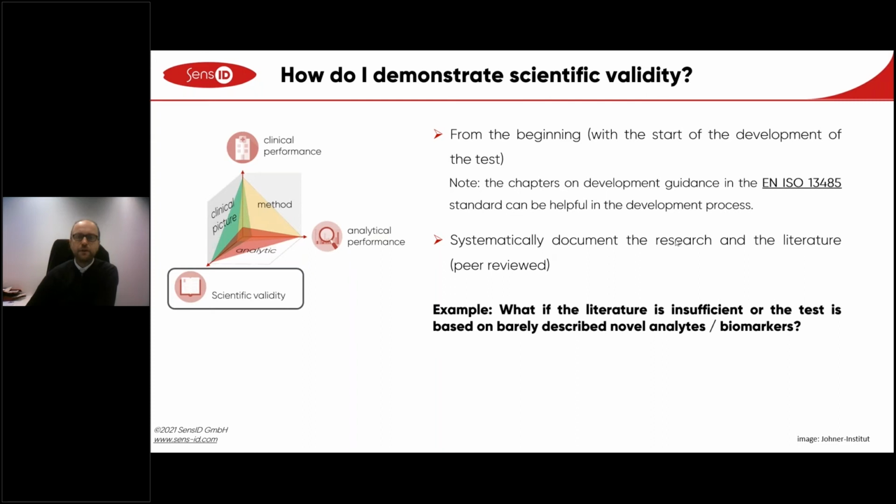So as an example question here: what if the literature is insufficient or the test is based on barely described novel analytes or markers, because you're introducing something really new to the market? Well, then you have to conduct feasibility studies to demonstrate clinical and analytical performance characteristics.